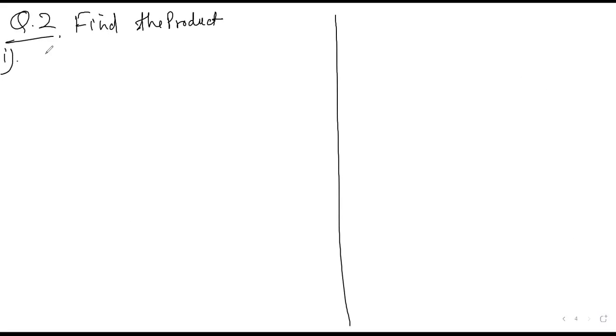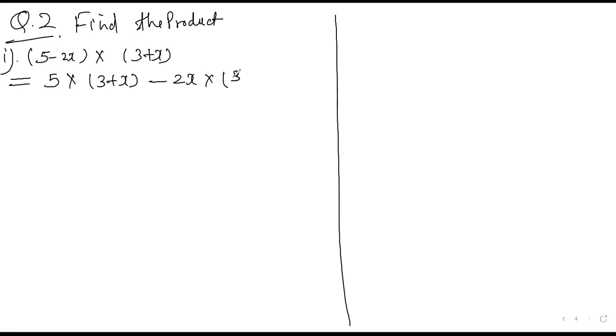So the first part: it is given that (5 minus 2x) into (3 plus x). It's very easy. Same process: 5 is multiplied with the whole bracket, and minus 2x is multiplied with the whole bracket, right? So you will get 5 times 3 is 15, plus 5 times x gives you 5x, minus 2x multiplied with 3 gives you 6x.